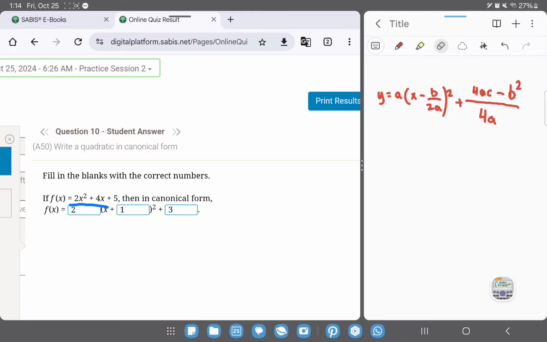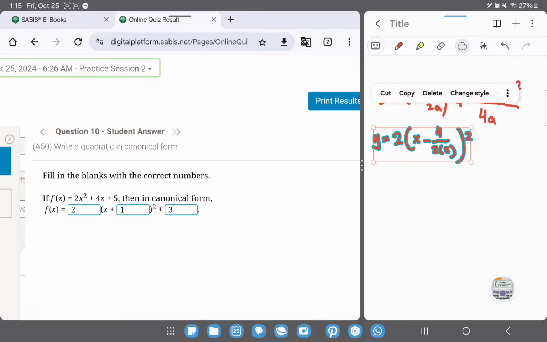This is a quadratic formula, let's write it. So, this is your A, this is your B, this is your C. 2 is A, 4 is B, 5 is C. So, y equals 2 into x minus 4 over 2a. What's 2a? It's 2, so 2 into 2, squared. I'm gonna try making this smaller because I think it took too much space.